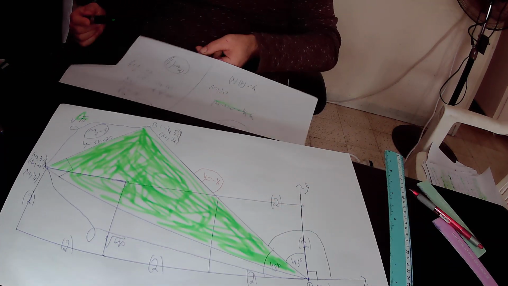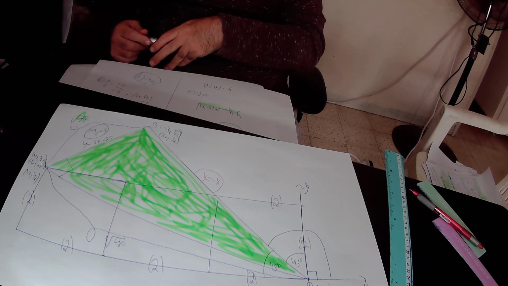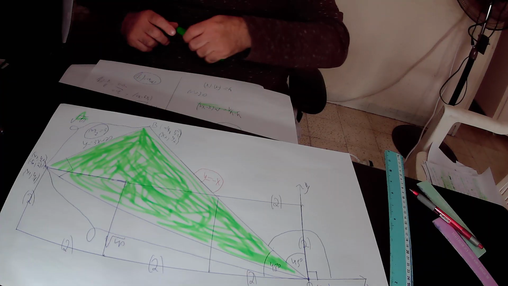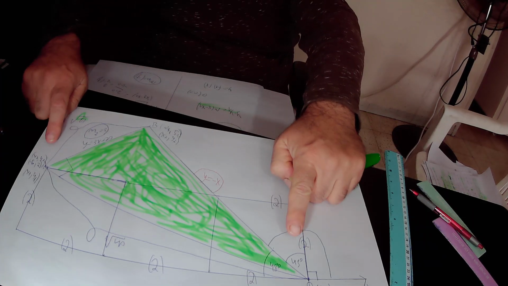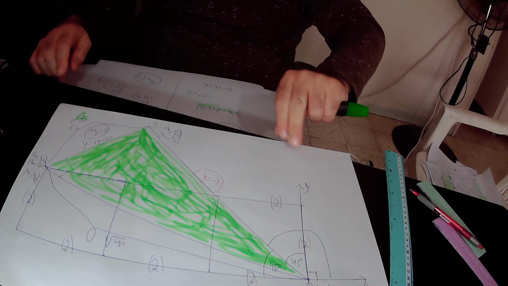In the next step, we calculated the slope of this straight line AB. This is point A.